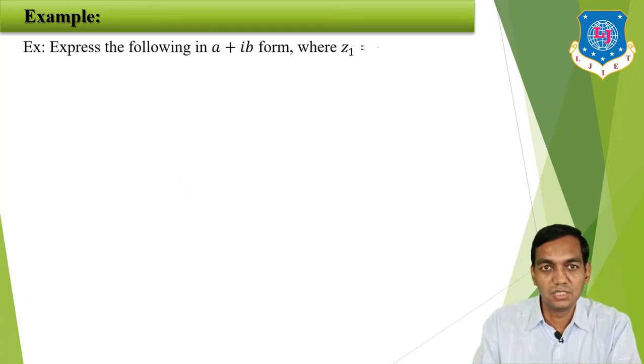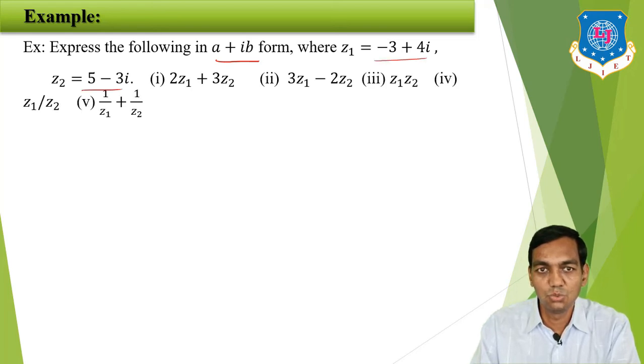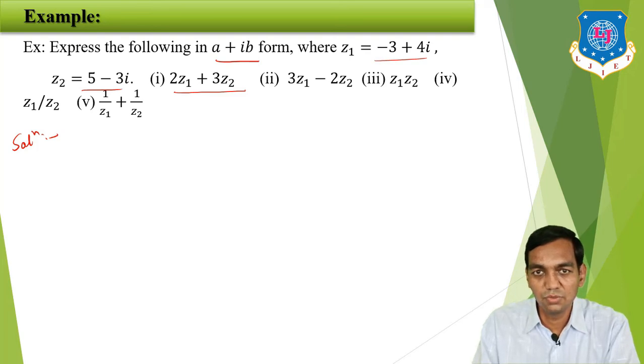Now express the following in the form of a plus ib. Z1 is this, Z2 is this, then 2Z1 plus 3Z2. Okay. These are again the same simple examples. See, you only have to substitute the values. So I am going to start with any one of them. Okay, so we are going to start with the second one.